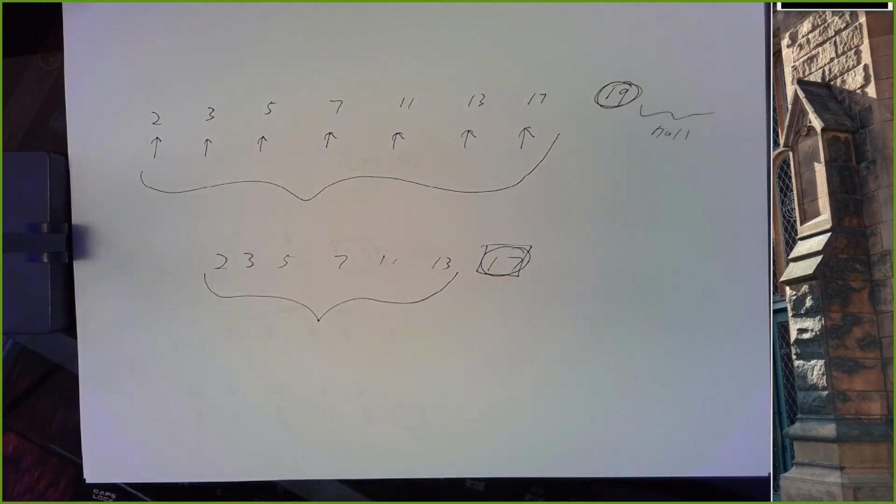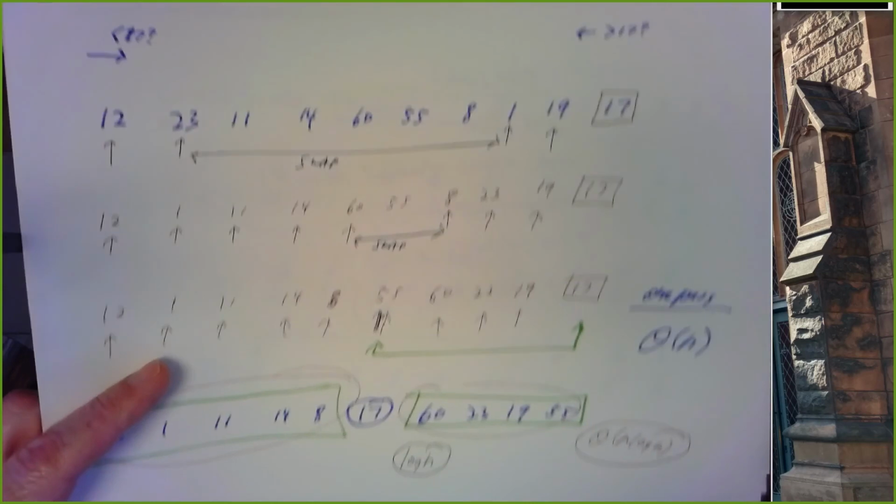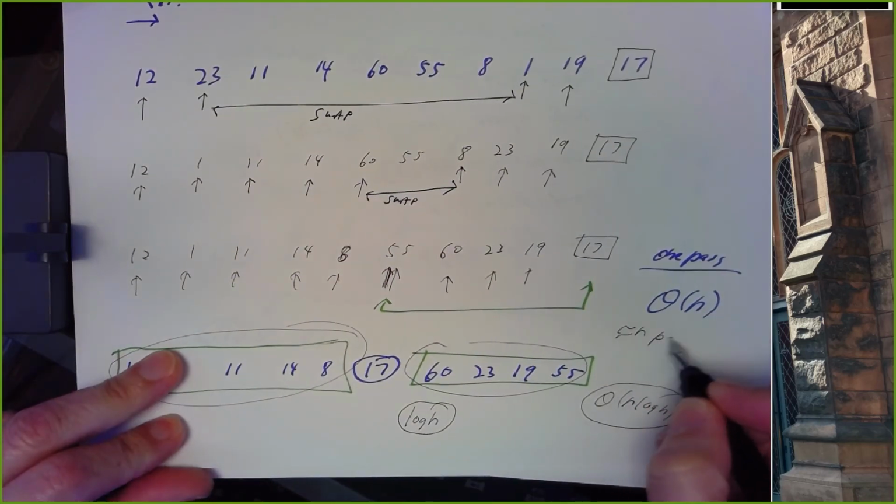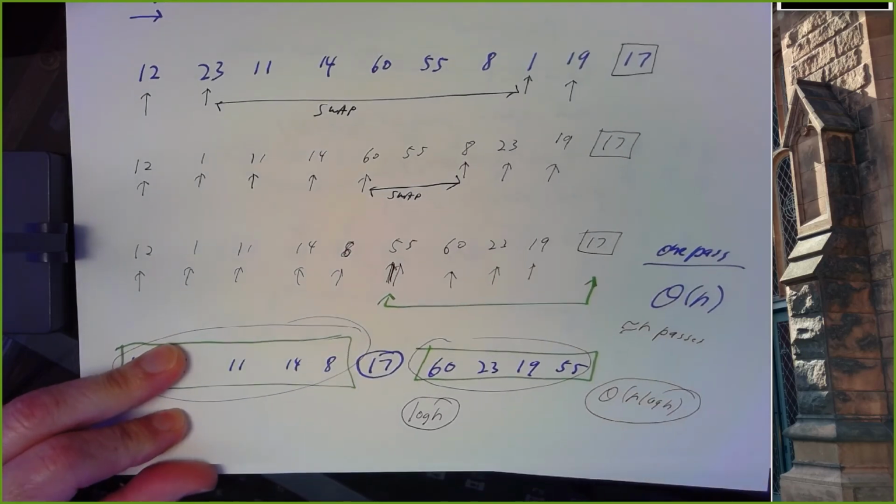And so if your data is sorted to begin with, what you're going to find is that one pass is order n, but you're going to end up doing approximately n passes. And this will come out as n squared.